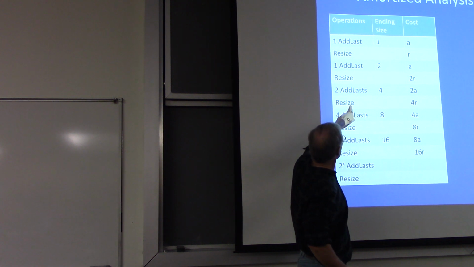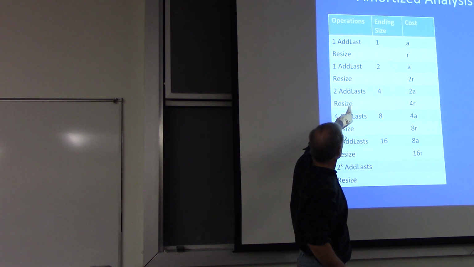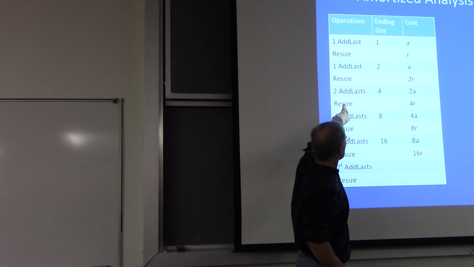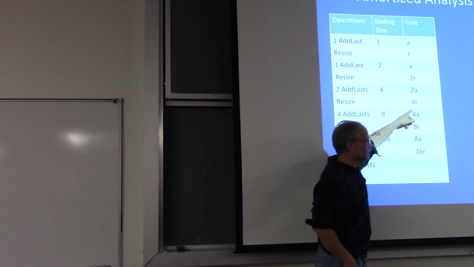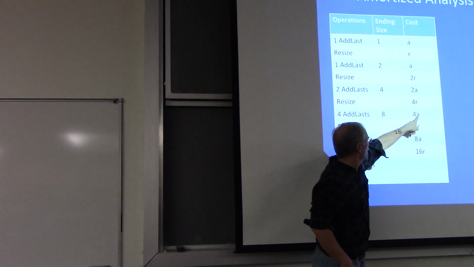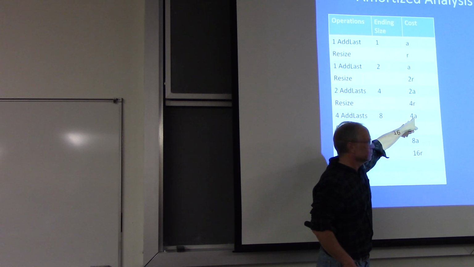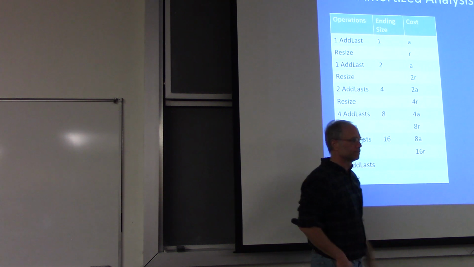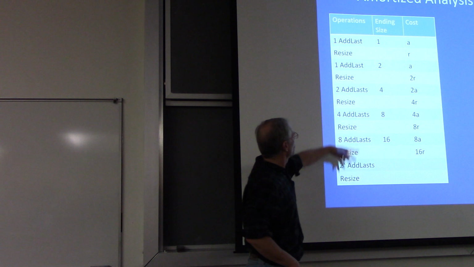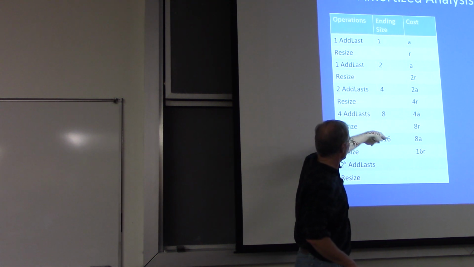Anyway, for the resize, 4 elements are copied over, so we get 4R. And you can see how this goes. Every power of 2, we pay a certain cost to get to that point, and then a cost for the insertion. And it keeps going down. You can see we're going 1, 2, 4, 8, 16.